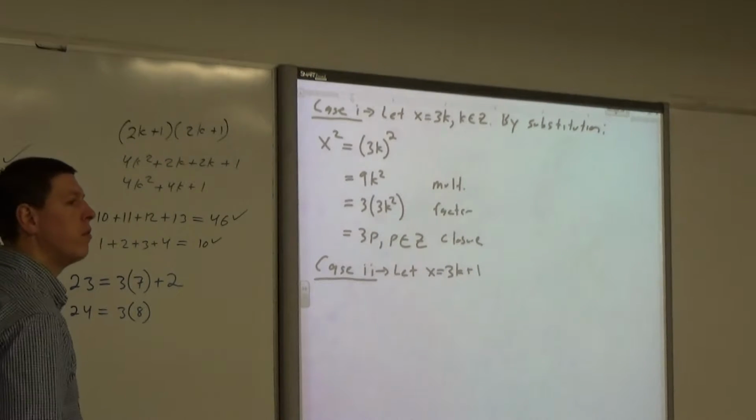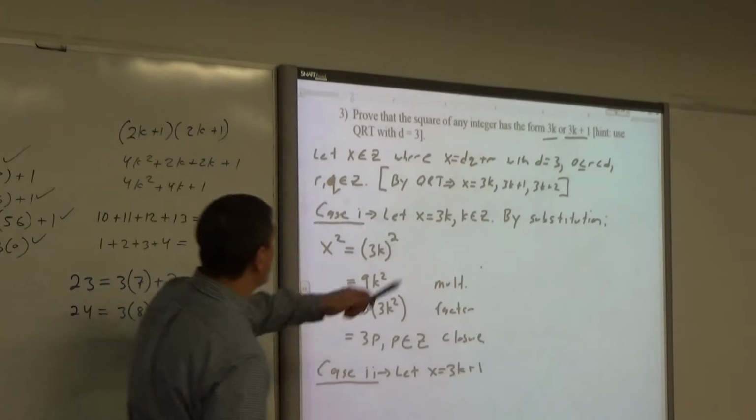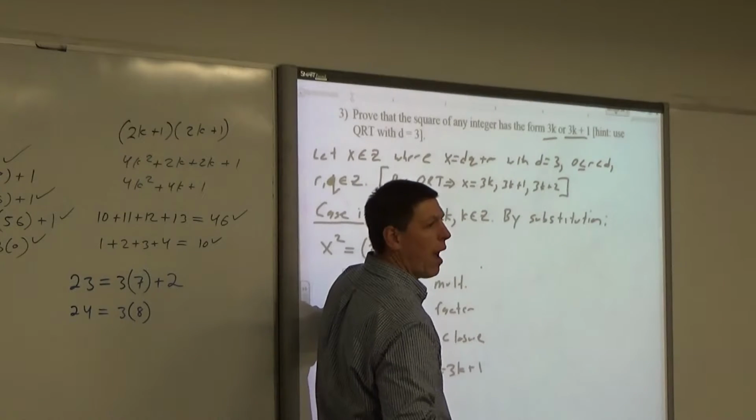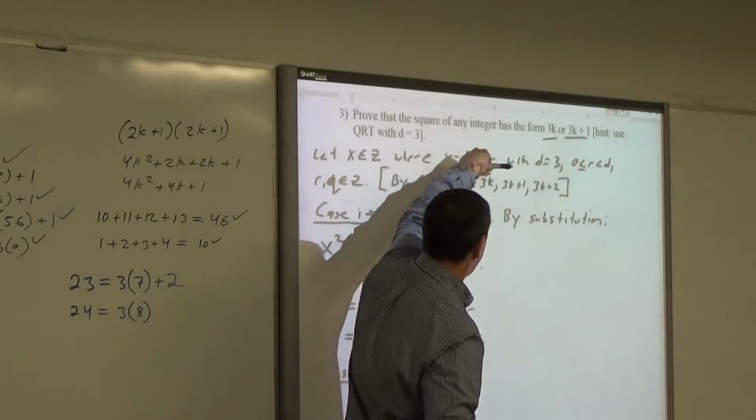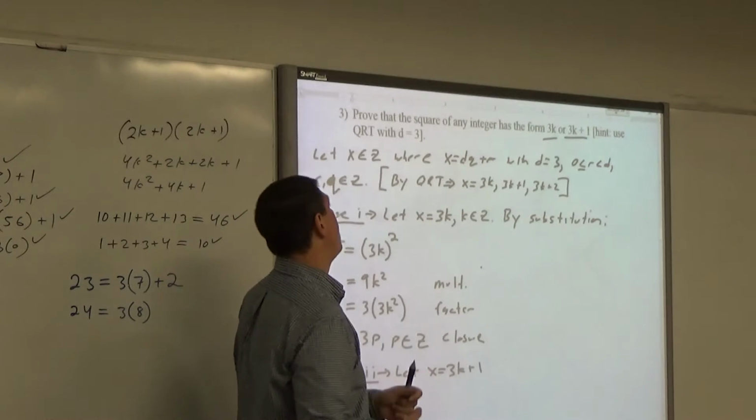So case 2. This time, let's let x be equal to 3k plus 1. And where are we getting these substitutions? These are coming from the quotient remainder theorem. So remember when we defined that the possible outcomes when d equals 3 is either 3k, 3k plus 1, or 3k plus 2. So, in 3 cases. Correct, right.